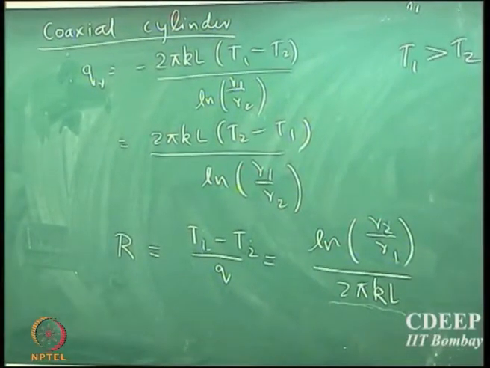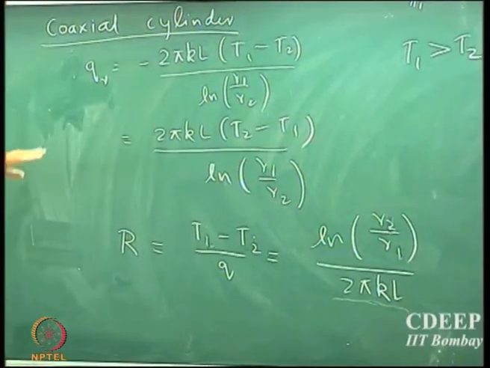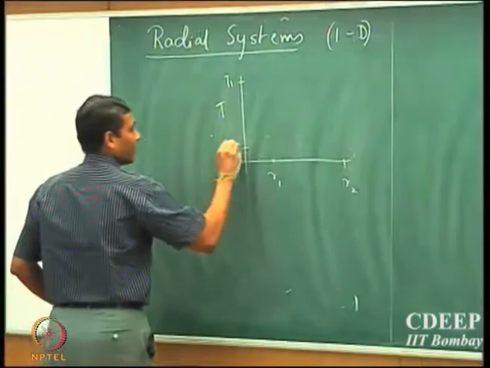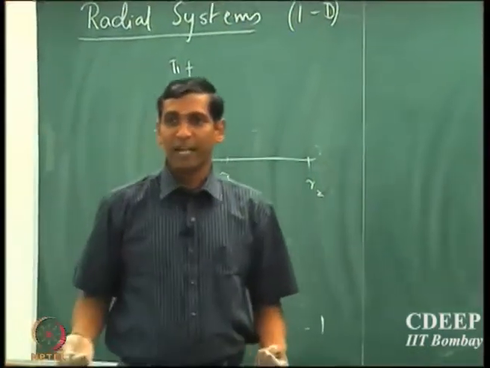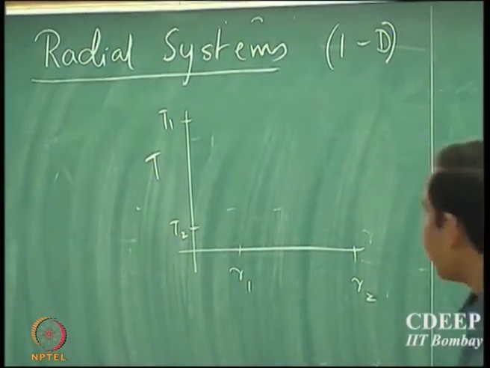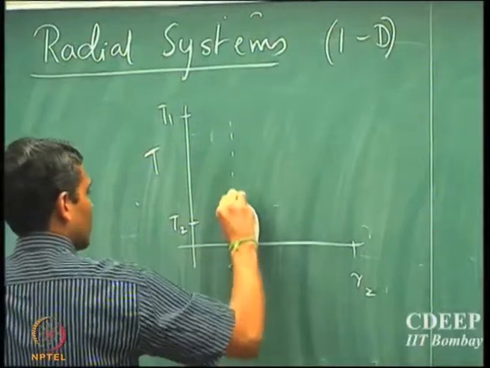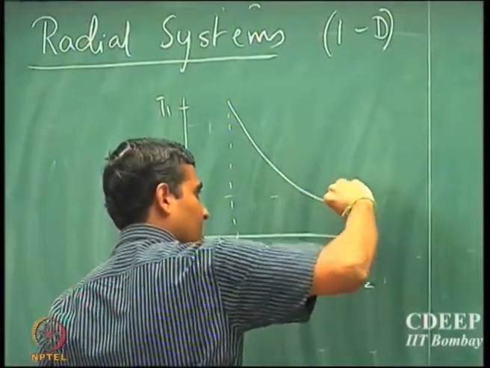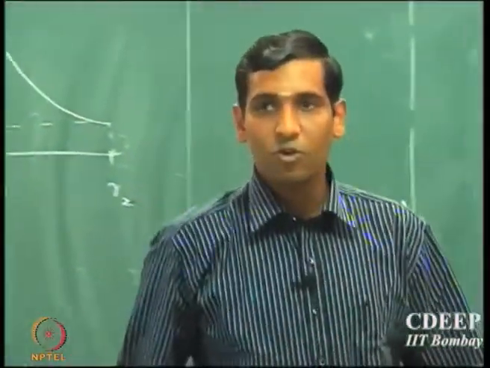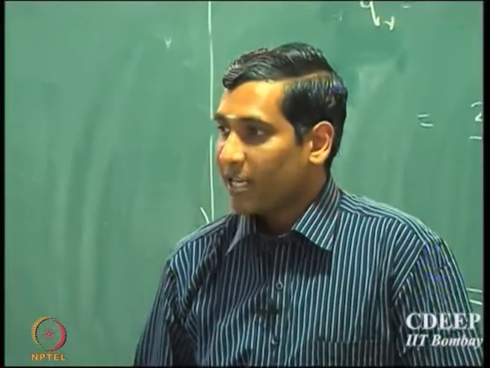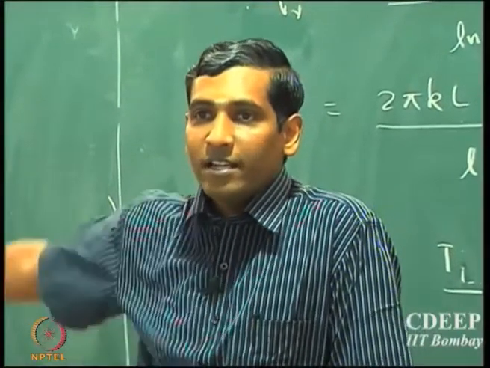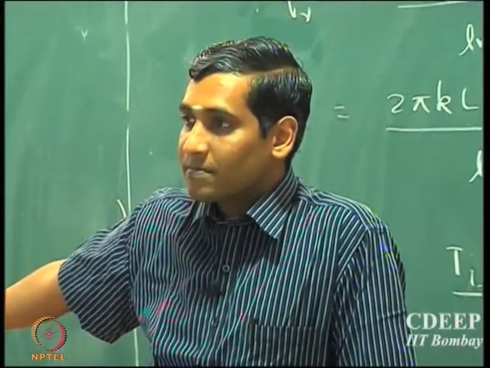Okay, so now what will be the temperature profile? If I say T1 is greater than T2, so it is T1 and T2. What will be the temperature profile? It will be a logarithmically decreasing function. So it is quite easy to read it out. Unlike what you got in Cartesian coordinates, where the cross sectional area of heat transport was constant and you had a linear profile, here you have a logarithmic profile.